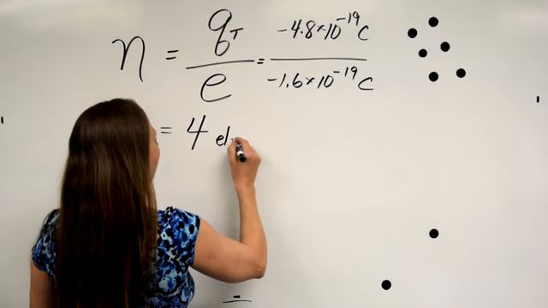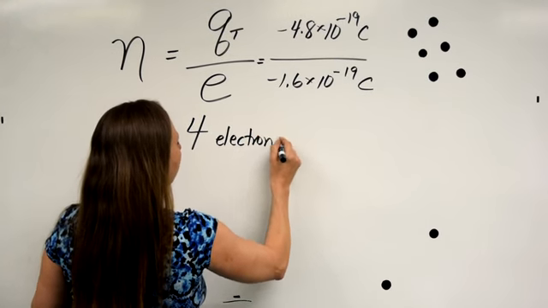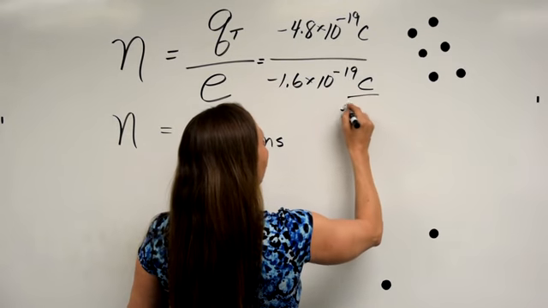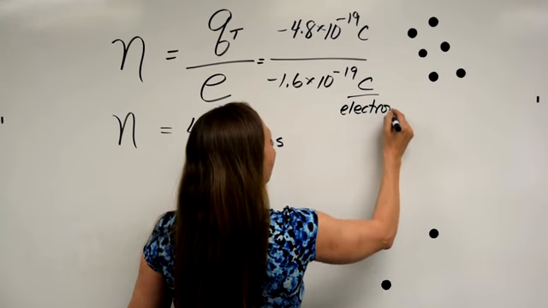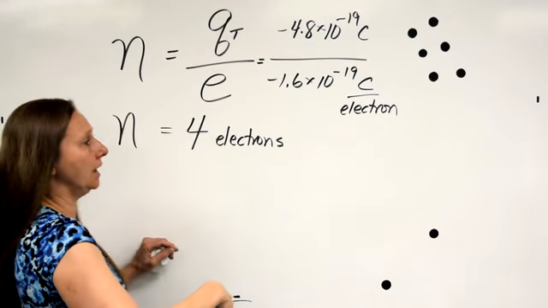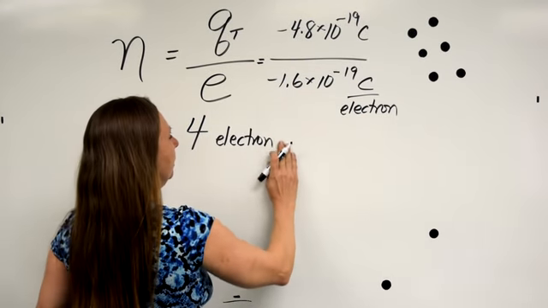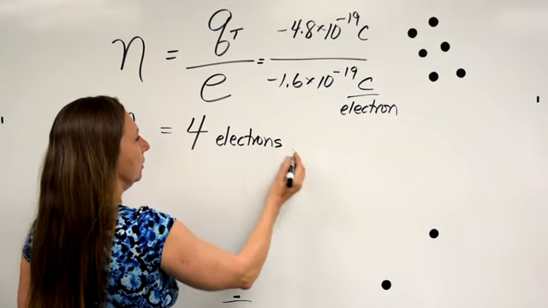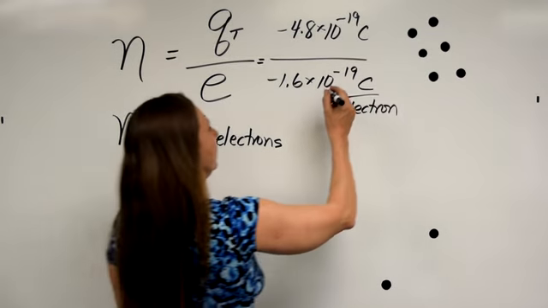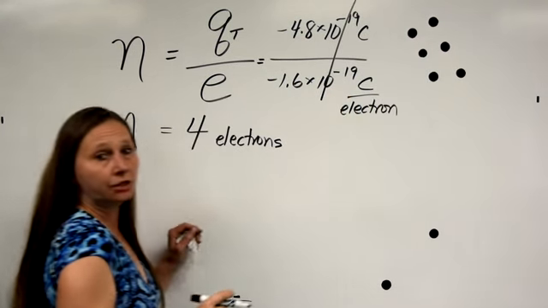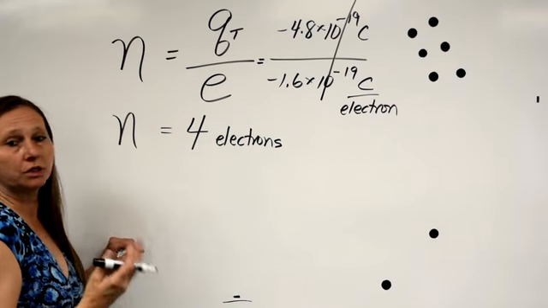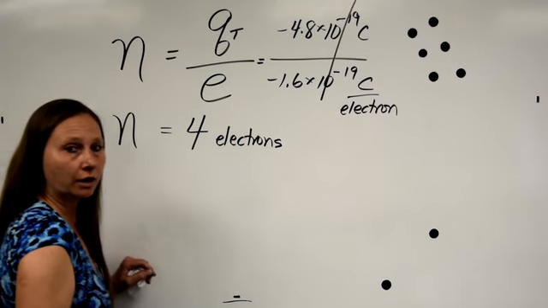N equals 4 electrons. How do you end up with electrons? This much charge divided by this much charge per electron. Remember you flip it, the coulombs cancel, and you get 4 electrons. Keep in mind also that the 10 to the negative 19s are canceling. It's really 4.8 divided by 1.6 that's left, and you're getting 4 electrons.